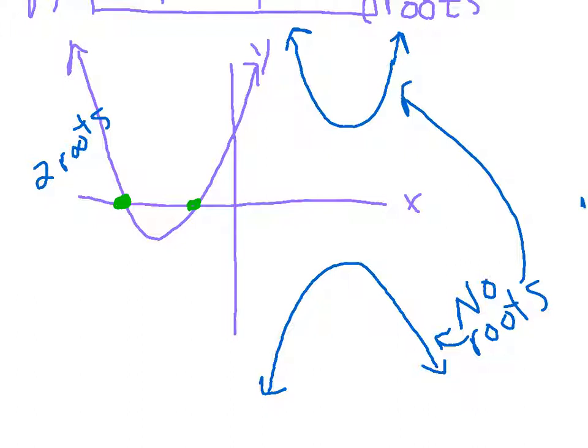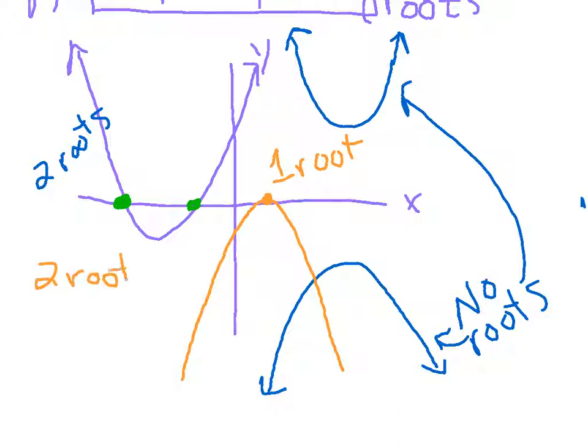There is one more case, and that case could look like this. And this just kisses, yep, go ahead, snicker, I said kiss. This kisses the x-axis. And in that case, it only has one root. So you can have two roots, this is the main gist of this, or you can have one root, or you can have no roots.